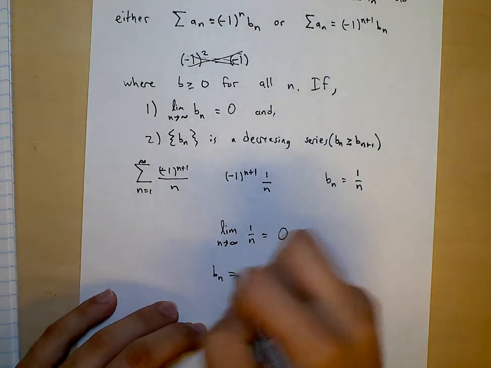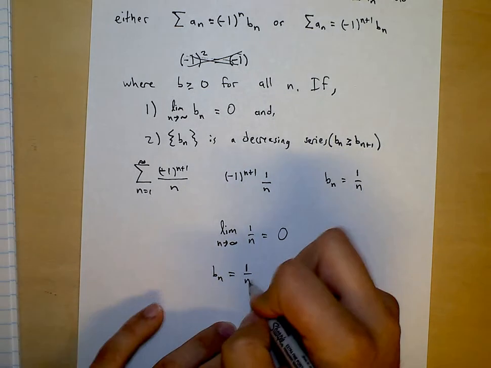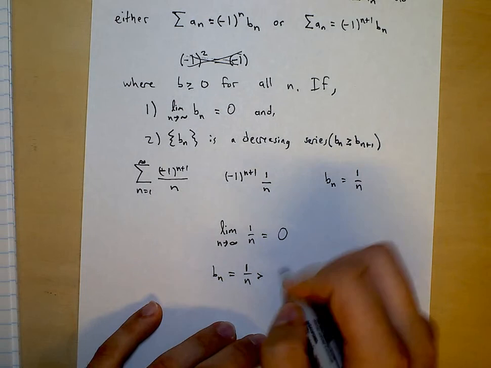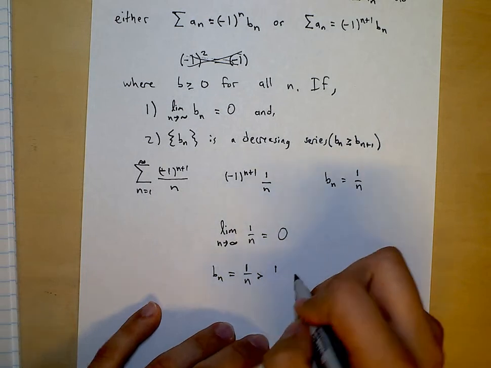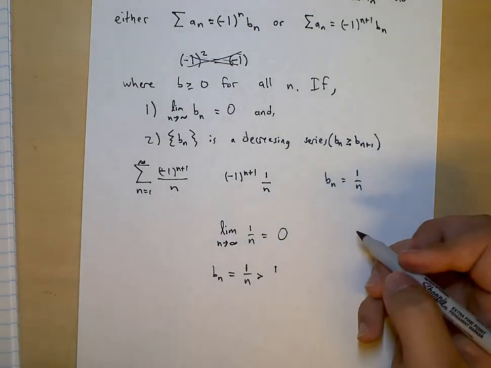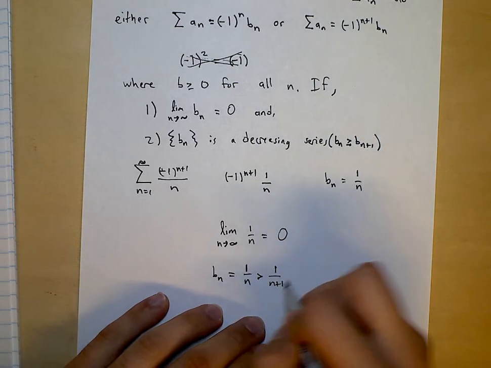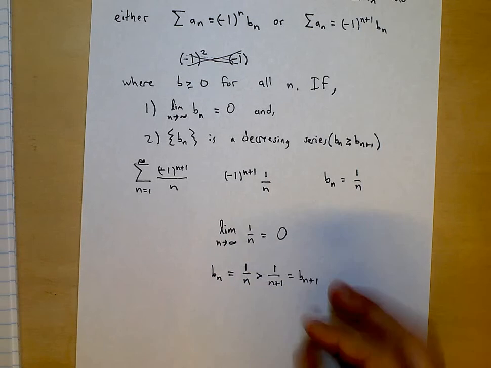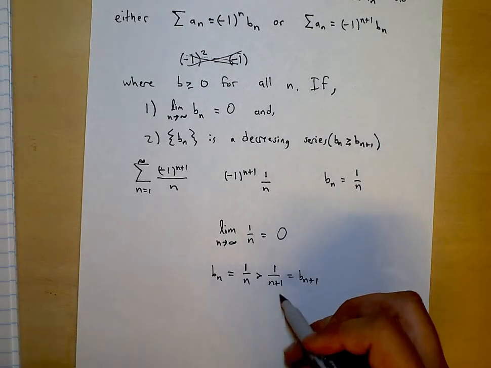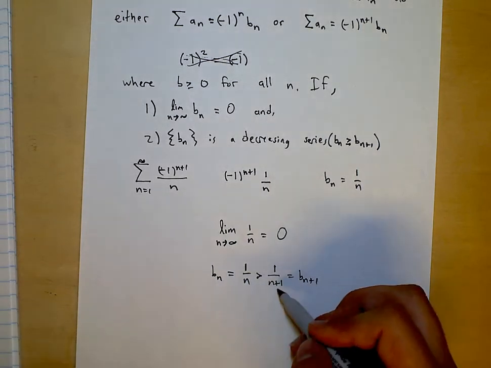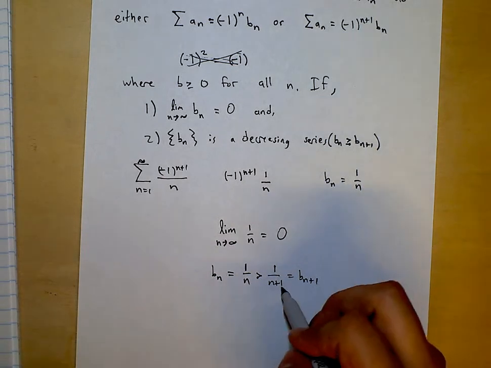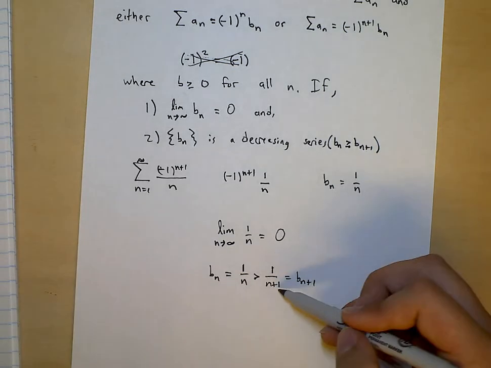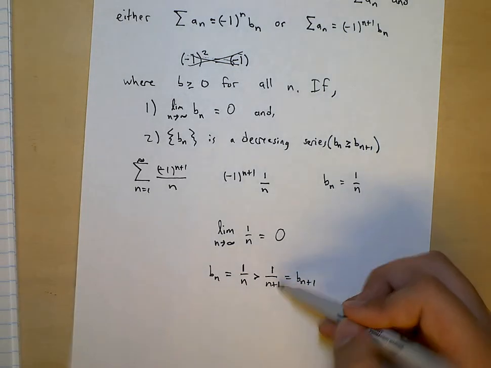B sub n, which is simply 1 over n, needs to be greater than or equal to b sub n plus 1. So if we take n plus 1 in this case, which is b sub n plus 1, we need to see if this is true. And in fact it is, because if you take the denominator and add 1 to it, it's going to be a larger number, but because it's in the denominator, it's going to make this a smaller number than this.